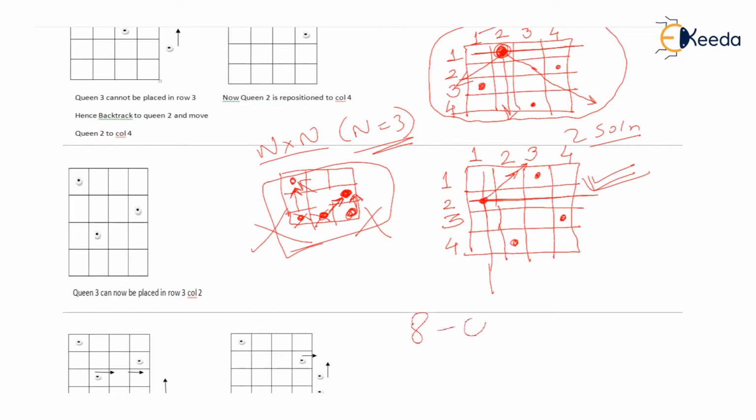8 queen problem, it will be too big to draw 8 by 8 chessboard. But for 8 queen problem, there are 72 solutions. You can place 8 queens on the chessboard in 72 various ways so that they don't attack each other.